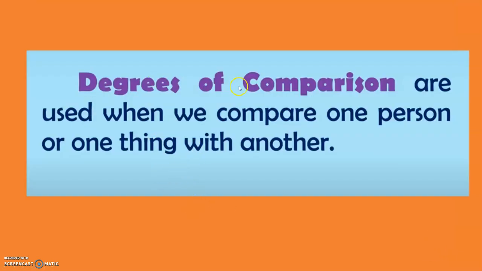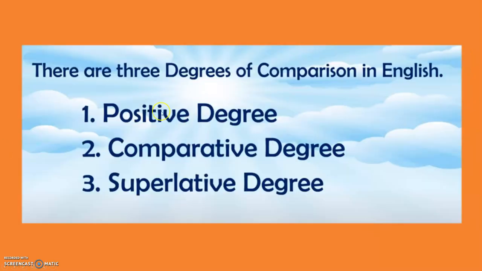First, let's see what is degrees of comparison. Degrees of comparison are used when we compare. The very word comparison means compare. You know the meaning of compare, no? When you compare one person or one thing with another. So comparison दो चीज के बीच में होता है. We compare one person or one thing with another. Now, how many degrees of comparison? Already done. Positive degree, comparative degree and superlative degree.